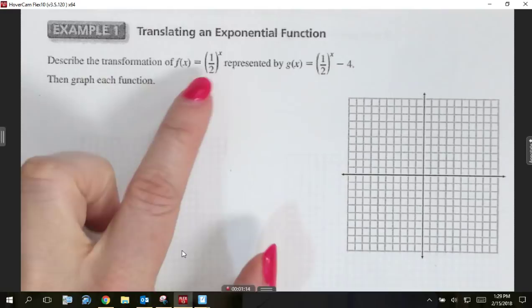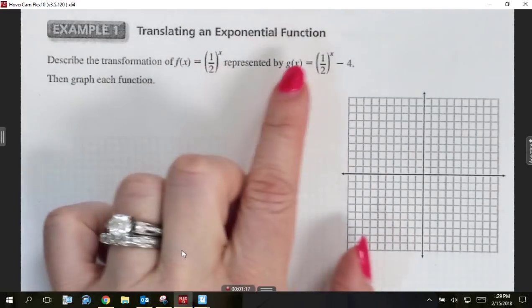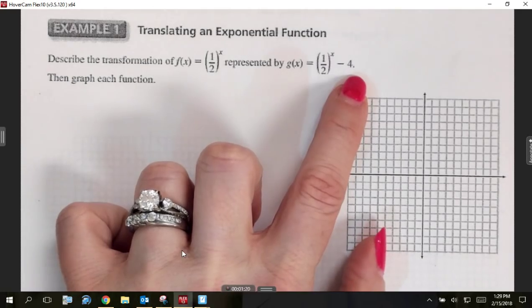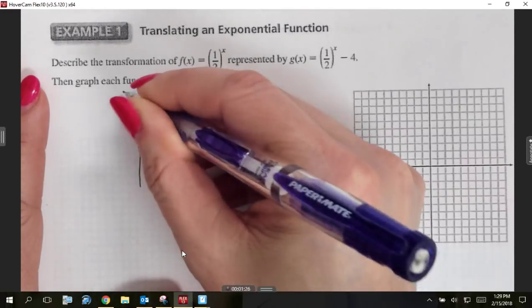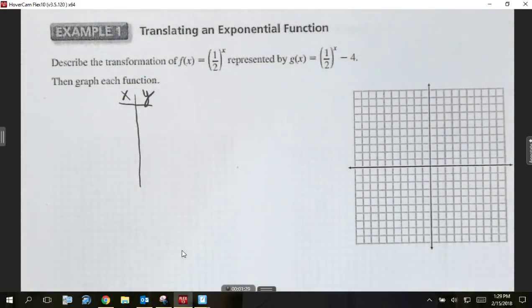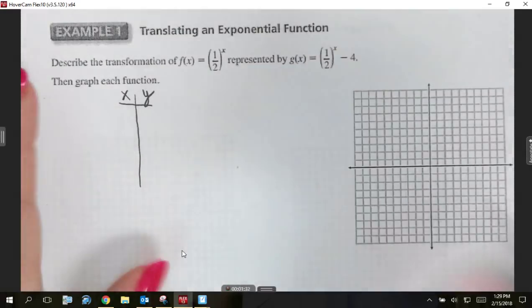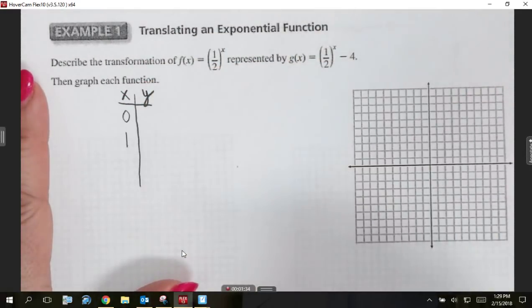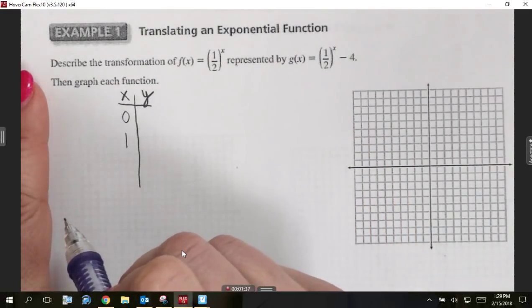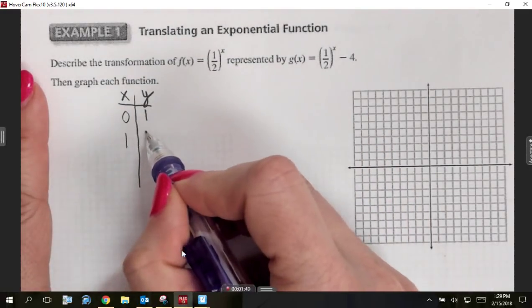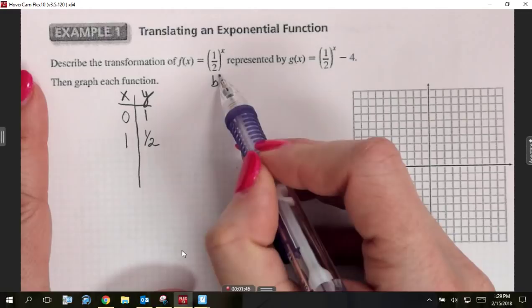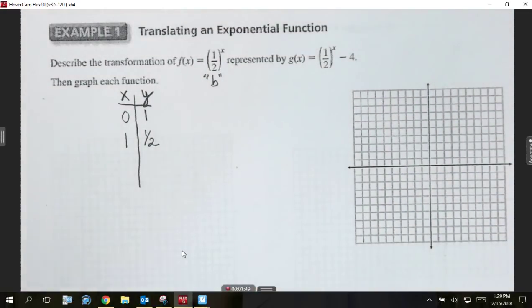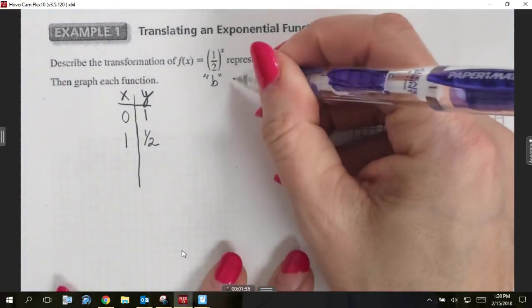First thing, we have f of x equals 1/2 to the x, and then g of x is 1/2 to the x minus 4. Since this is exponential, we'll go ahead and make a table. With exponentials, we choose key points like 0 for x and 1 for x. We plug in 0 for x, 1/2 to the 0 is 1. 1/2 to the first is 1/2. Knowing that the b value is 1/2, what kind of graph is this going to be? That's decay, because b is between 0 and 1.